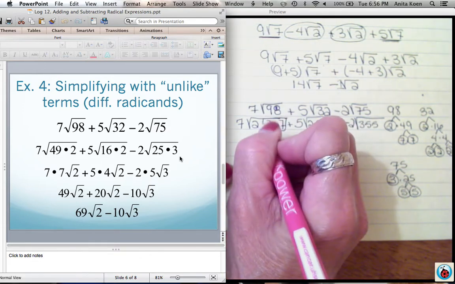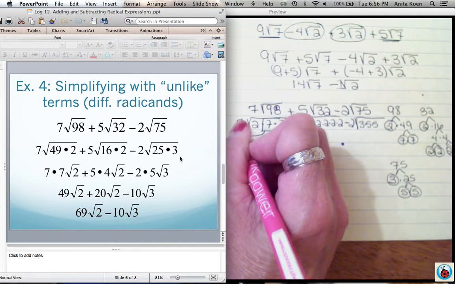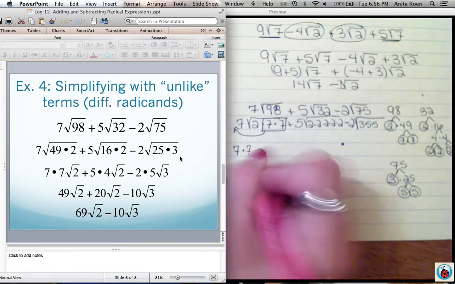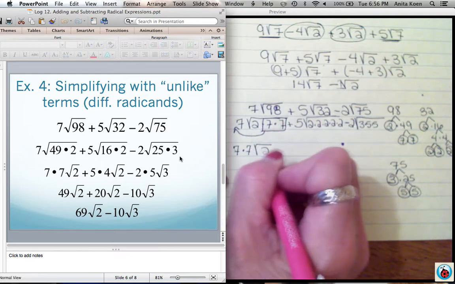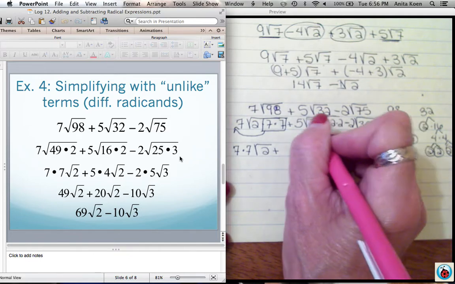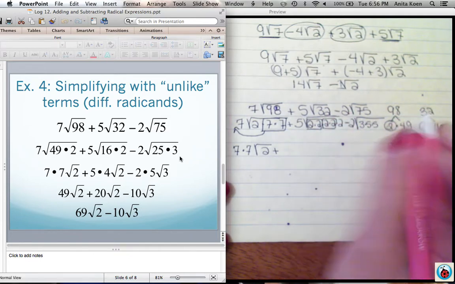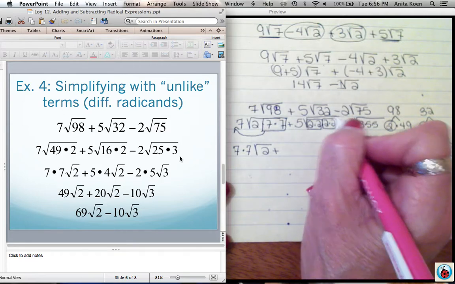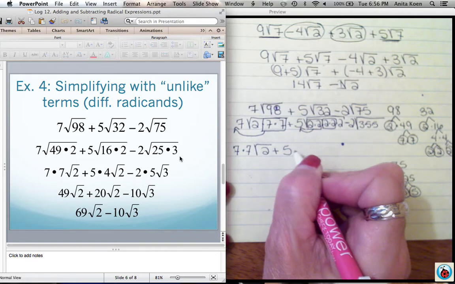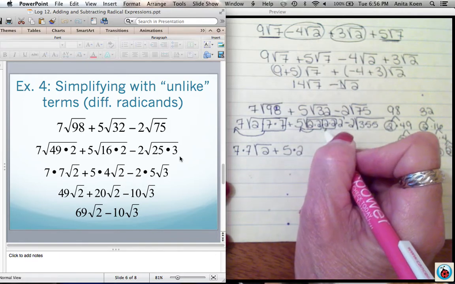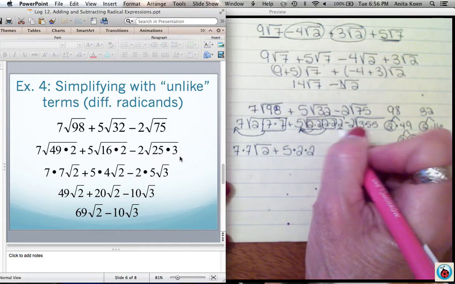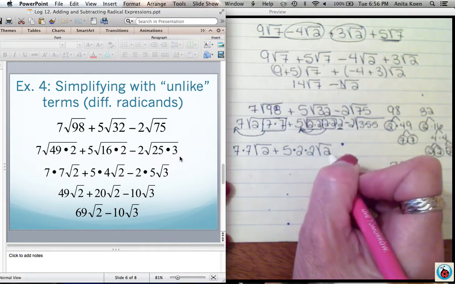So this pair comes out as 1 and joins this 7 on the outside. So I have the 7 that was already there times the 7 that gets to come out times the square root of 2. Plus, I have 2 2's here, 2 2's there. This 2 doesn't have a partner. So this set of 2's gets to come out and join the 5 that's already there. This set of 2's gets to come out and join the 5 that's already there. And this little 2 has to stay under the radical.